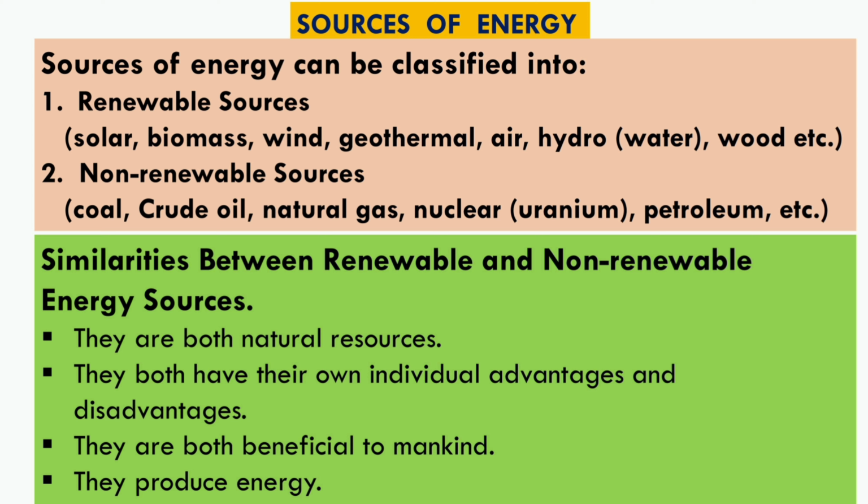Now coming to the similarities between renewable and non-renewable energy sources. Both are natural resources and have individual advantages and disadvantages. Both can be defined and mined to produce energy. Conventional energy sources are exhaustible, but non-conventional sources are inexhaustible. Conventional resources cause pollution as they emit smoke and ash, but non-conventional sources are pollution free.